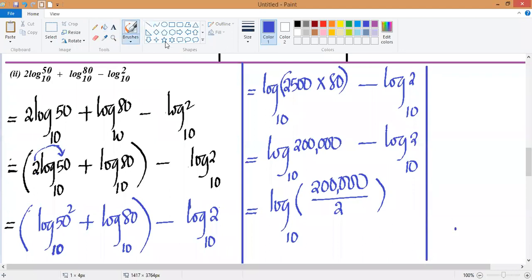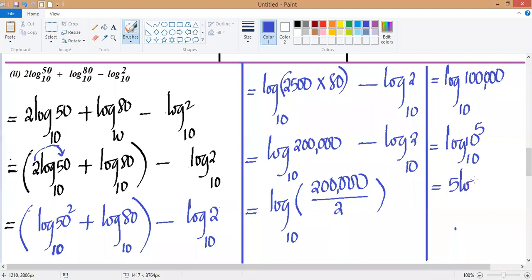Which we can finally write as log 100,000, log of 100,000 to base 10. That means we write log of 10 to the power 5 base 10, which becomes 5 log 10 base 10, which is 5. And we agree, class, with the 5? Yes. Good.